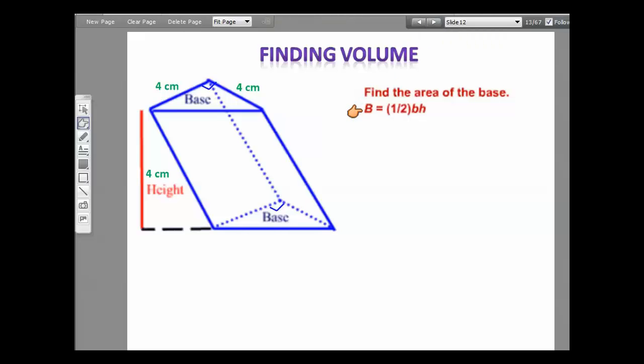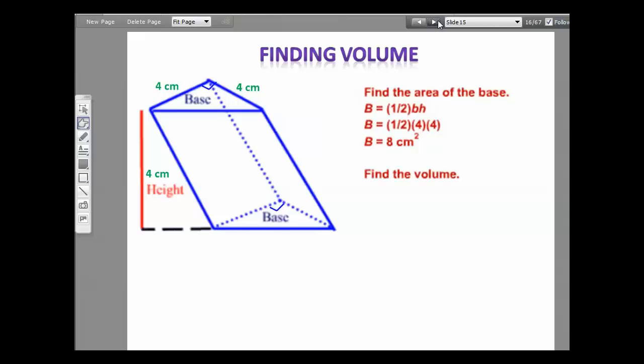So here's the capital B, and remember for finding the area of a triangle, it's going to be half base times height. So look, my base and my height are both 4, so I'm going to plug those in. So I got a half times 4 times 4. And I'm going to get 8 centimeters squared. So my capital B in V equals BH is going to be 8.